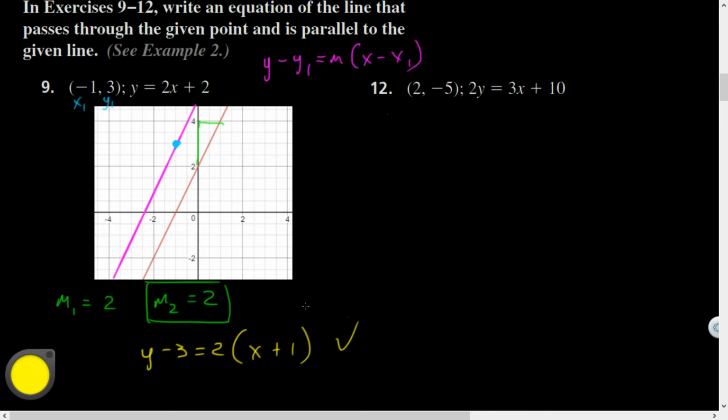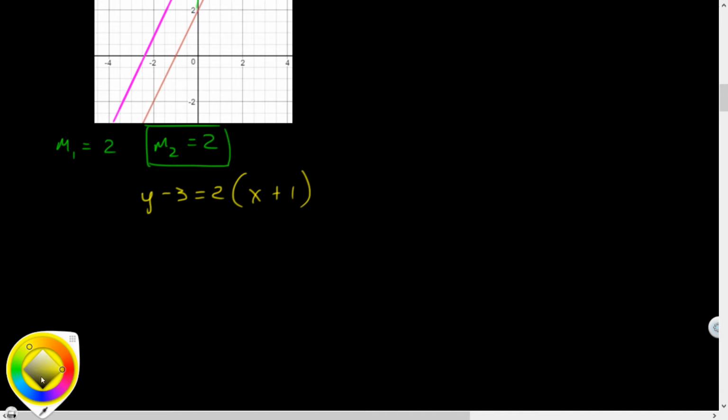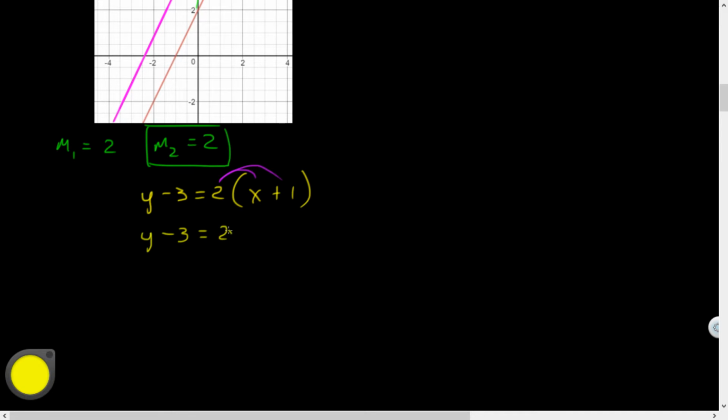It said write the equation of the line. Technically, I'm done. This is the equation of the line, but I know that most of the time we like working with slope-intercept form. I'll convert this to slope-intercept form for us. I would do so by doing some distributing. y minus 3 equals 2x plus 2. And to solve for y, how do I get y by itself, friends? Yeah, add 3 to both sides. We are becoming expert algebraticians. I love this. y equals 2x plus 5 is the equation.